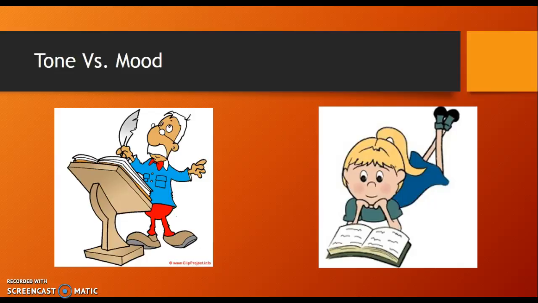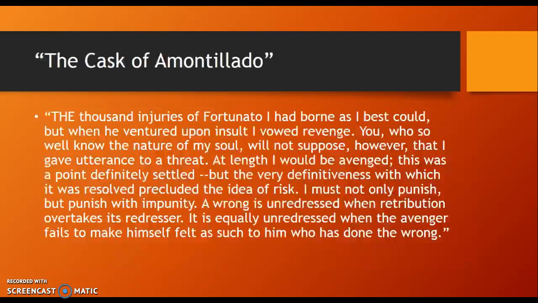Having defined these terms, let's take a look at how they function in a short story. The following is an excerpt from Edgar Allan Poe's The Cask of Amontillado.